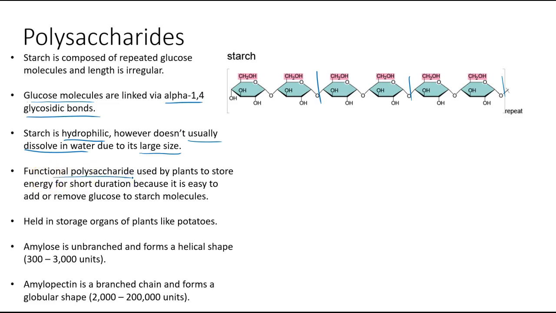It is a functional polysaccharide found in plants, like I said, and the function of this particular functional polysaccharide is for short-term energy storage. Okay, it is very easy and very quick to add or remove glucose molecules to this growing chain of monosaccharides. This is just where we store energy short-term. These starch molecules are going to be held in storage organs like potatoes. Okay, a potato is a very interesting part of a plant. The potato is actually designed to be a storage organ for a potato plant.